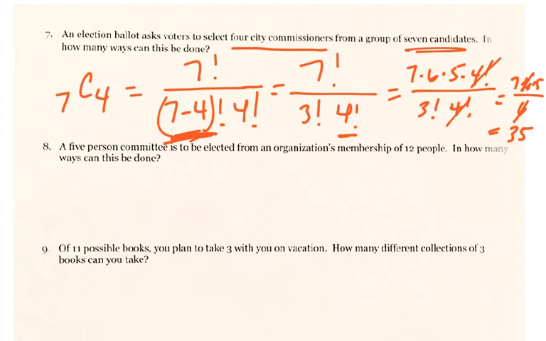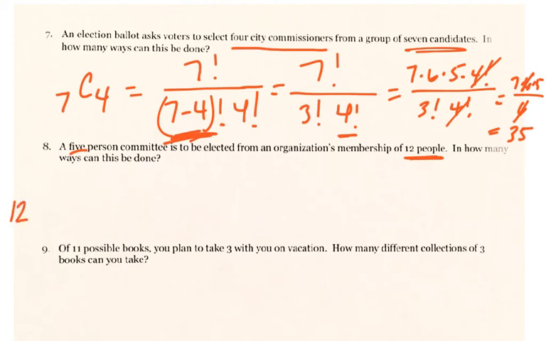A 5-person committee is to be elected from an organization's membership of 12 people. So 5 are being selected from 12 people, and it's a 5-person committee. Everyone's got the same position. Order doesn't matter. It doesn't matter if they pick person A, B, C, D, and F. I skipped E. So A, B, C, D, and F. But then they select F, A, B, C, D. That's the same group of people. So the order doesn't matter for this one. That's a combination. How many different ways can this be done?